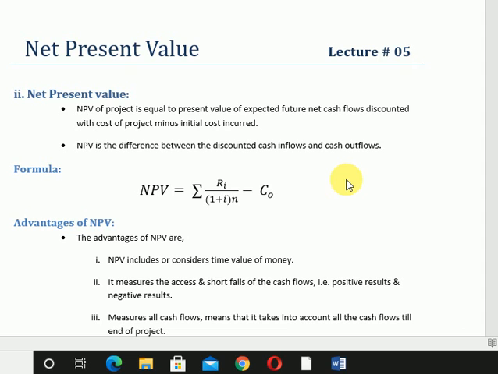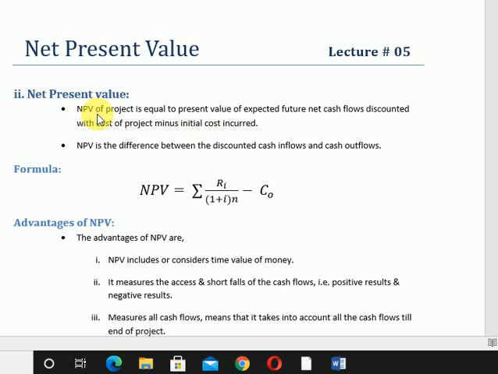Before that, we will find out the net present value, and if the net present value becomes positive, so normally the selection and rejection criteria is that when NPV is greater than 0, we will accept the project, and if NPV is less than 0, meaning negative, we will reject the project. Now, what does it mean by net present value?